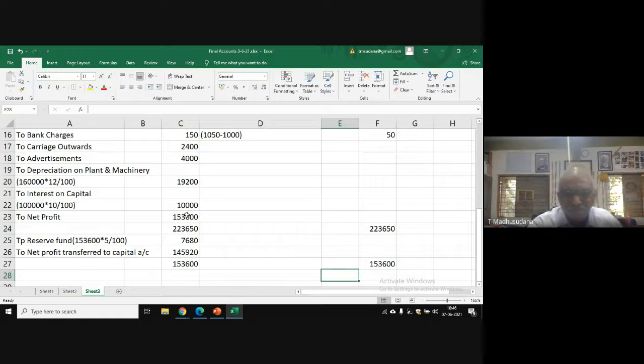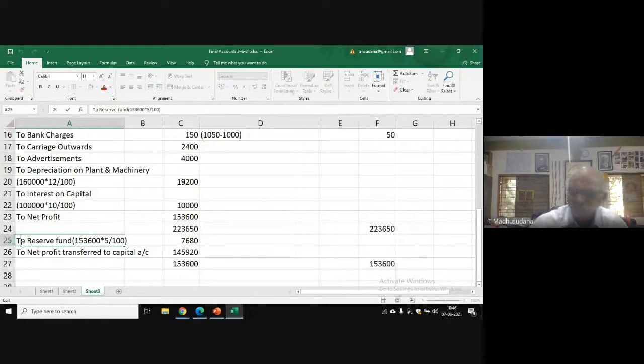Out of this total net profit, 1,53,600, we have to transfer 5% to the reserve fund. So that's why to reserve fund. That is 1,53,600 into 5 by 100, 7,680. Okay, so remaining net profit transferred to capital account is 1,45,920 rupees. Okay, so that's the profit and loss account.